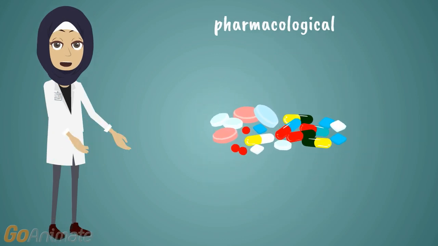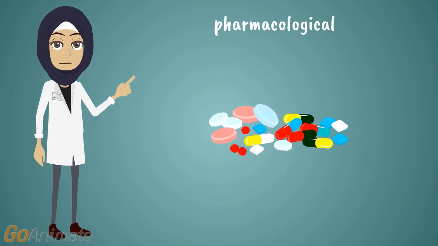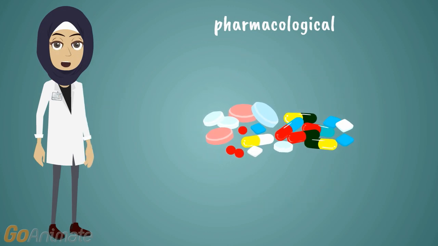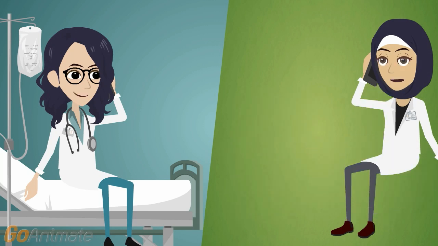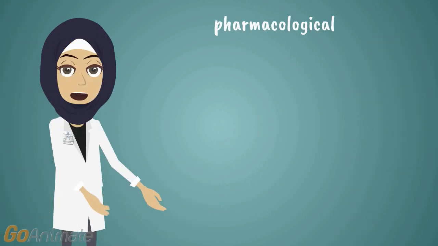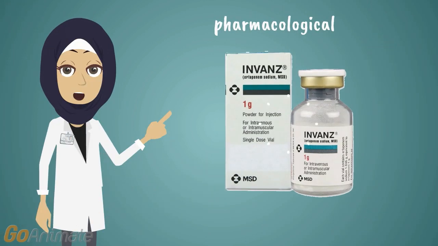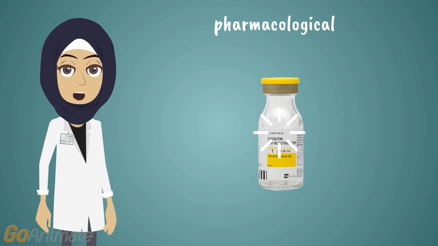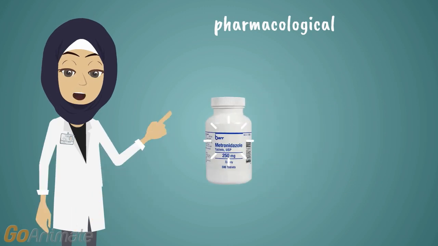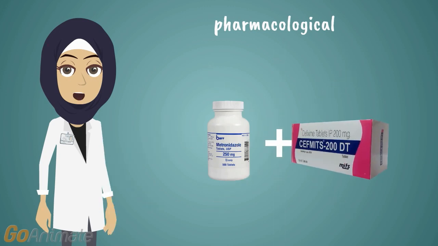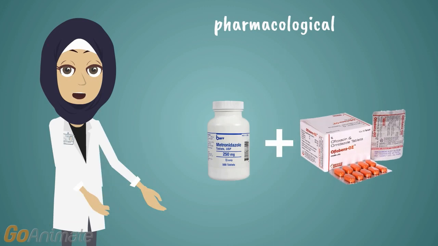And for the pharmacological treatment, the antibiotic should cover gram-negative and anaerobe bacteria. Oh, like beta-lactamase inhibitors and carbapenems or fluoroquinolones? Oh yes, exactly. For mild to moderate community acquired, we can use monotherapy as ertapenem, cefoxitin, or tigecycline, or combination therapy as metronidazole plus cephalosporin or fluoroquinolone.